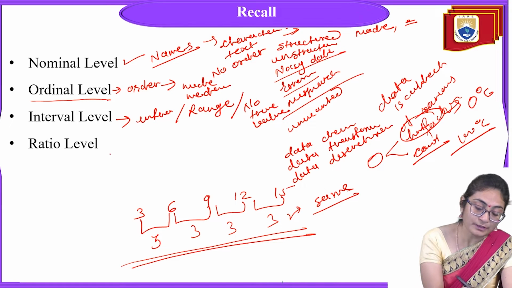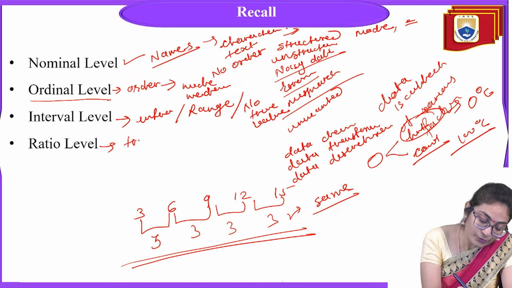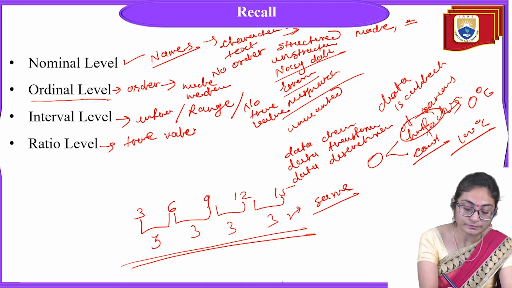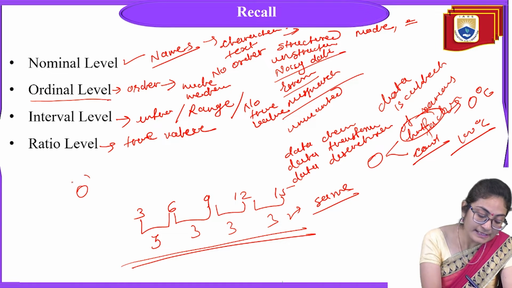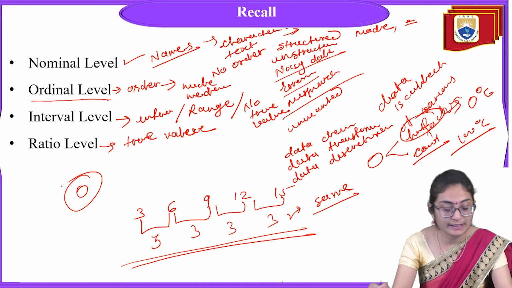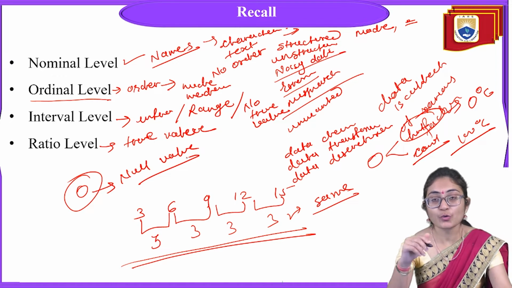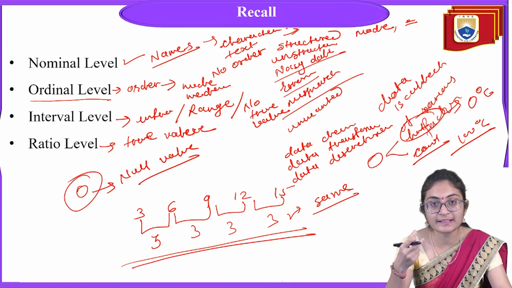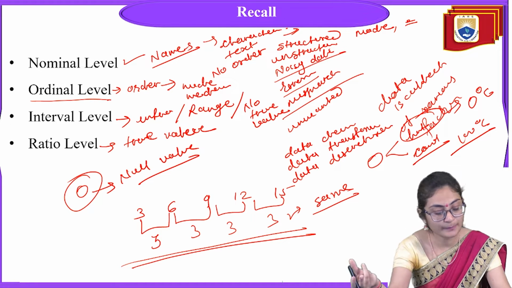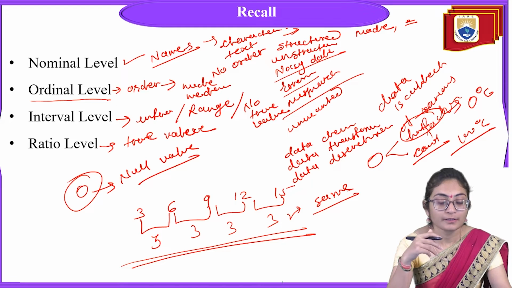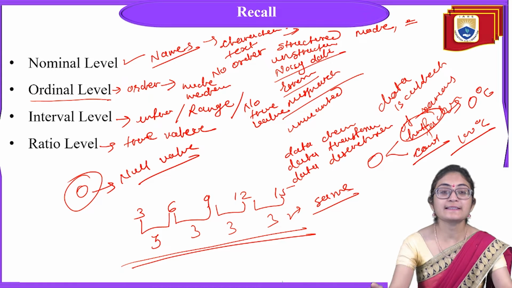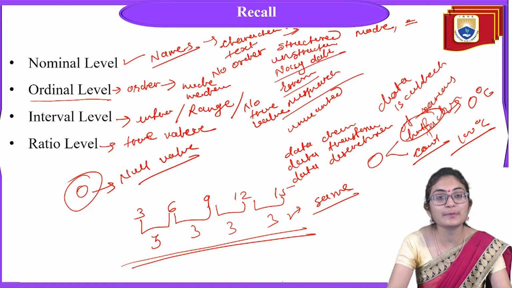In ratio level, there is a true zero value. If we say there are 0 students available, that means it is showing the null value. And showing the null value means if I say there are no students in the class, we show that there is no student available in the class.